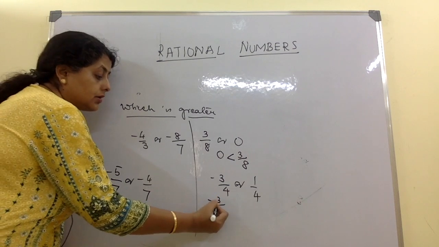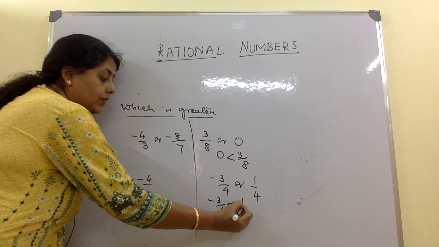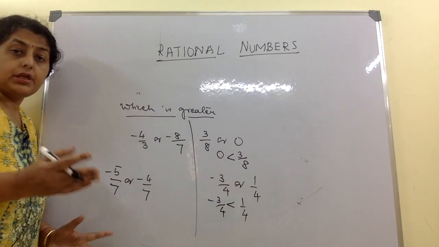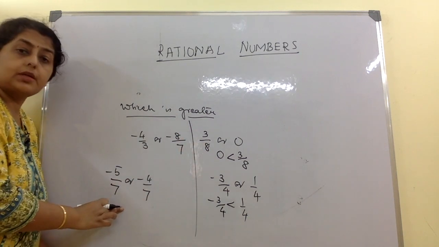So minus 3 by 4 is lesser and 1/4 is bigger. Okay, so we are done with these simple things. Let me come to this.